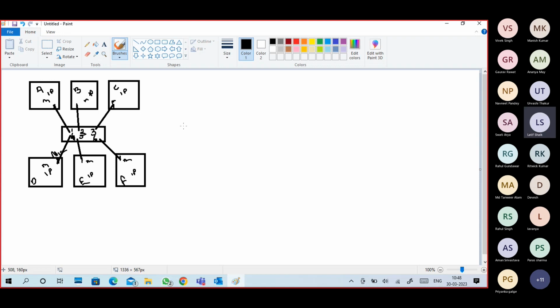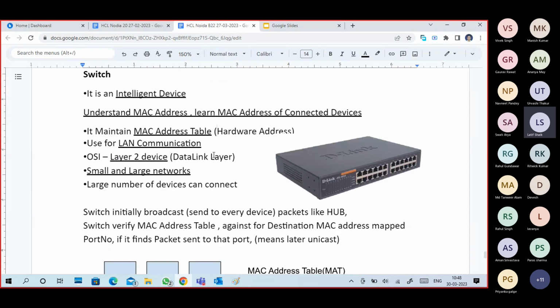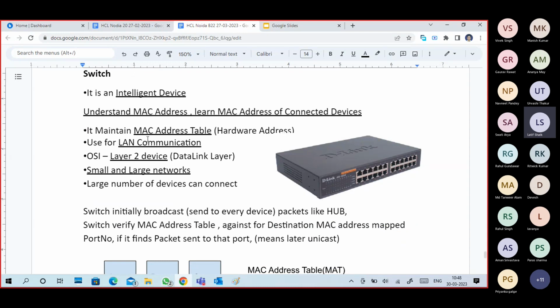This is how we can connect it to a switch. Before I explain what this is, I will come back to it; small points first. We can see it maintains a MAC address table. It learns the MAC address of connected devices. I will tell you how it works. But a switch is used for LAN communication. It is a layer 2 device, called the data link layer as per the OSI model. The OSI model has 7 layers.